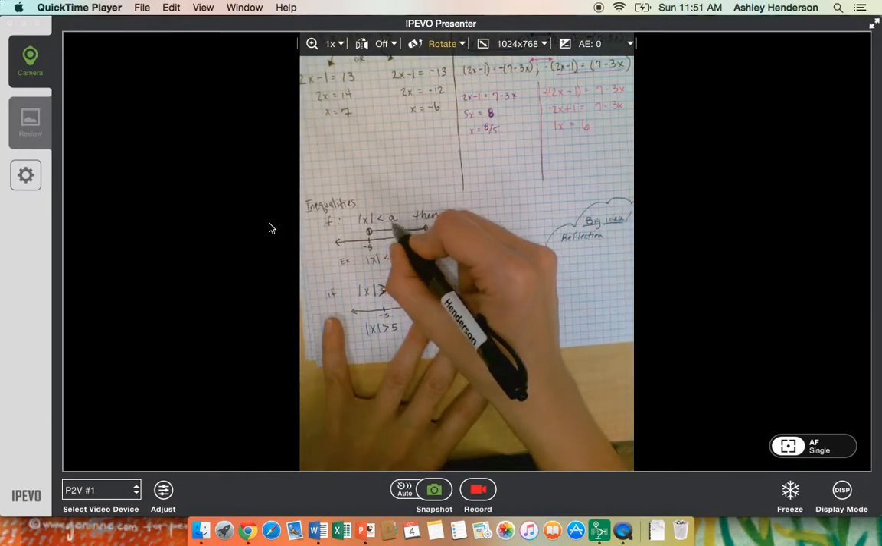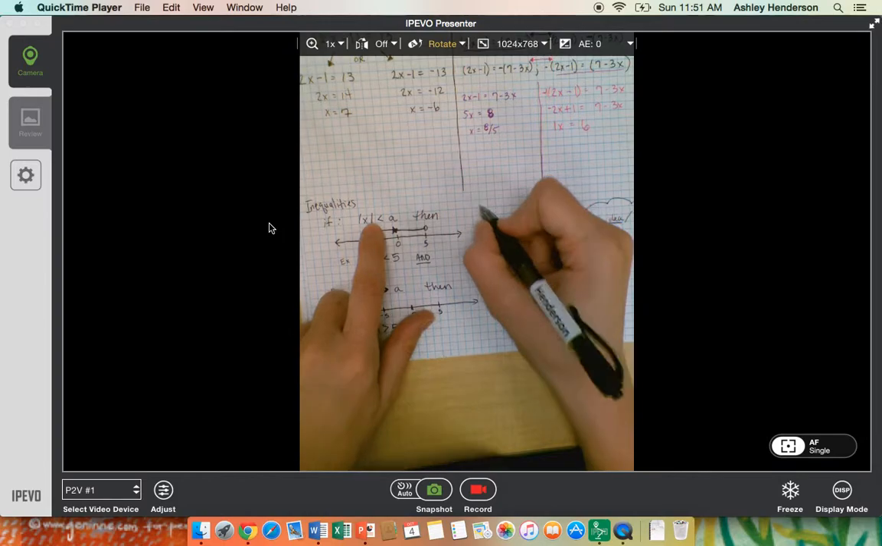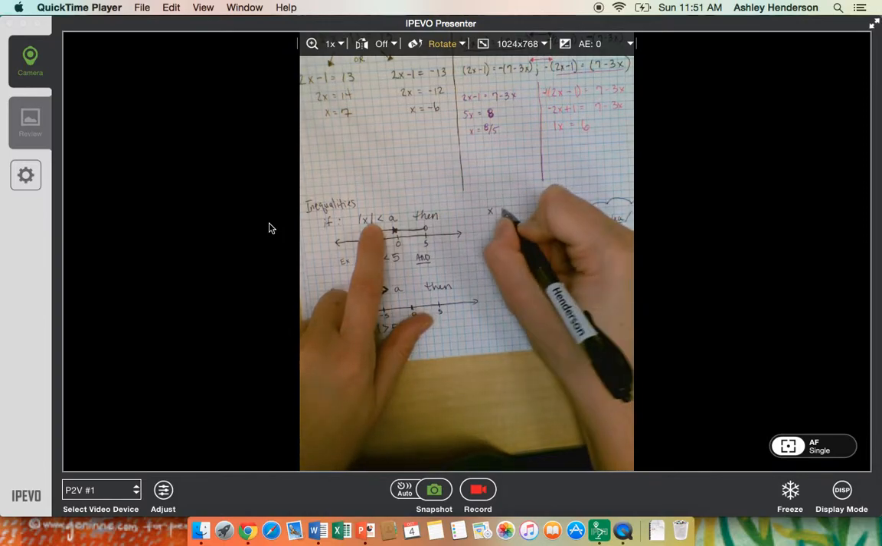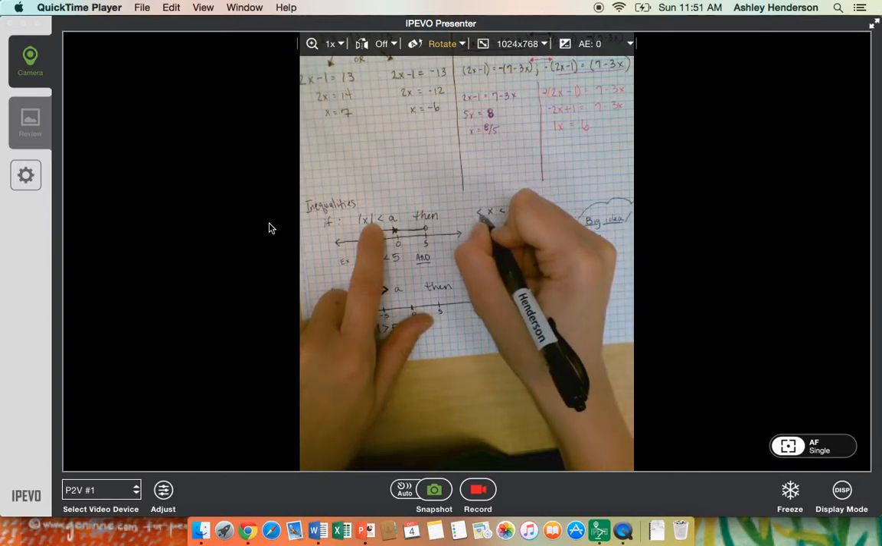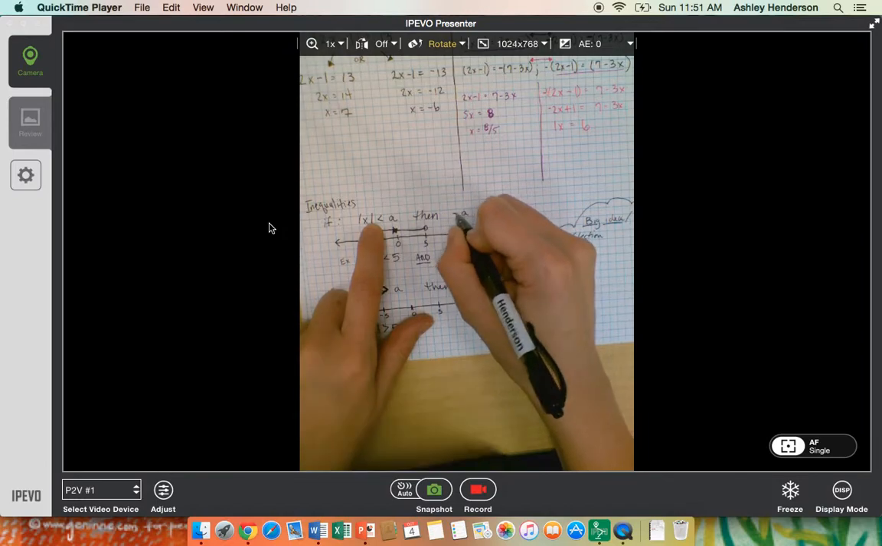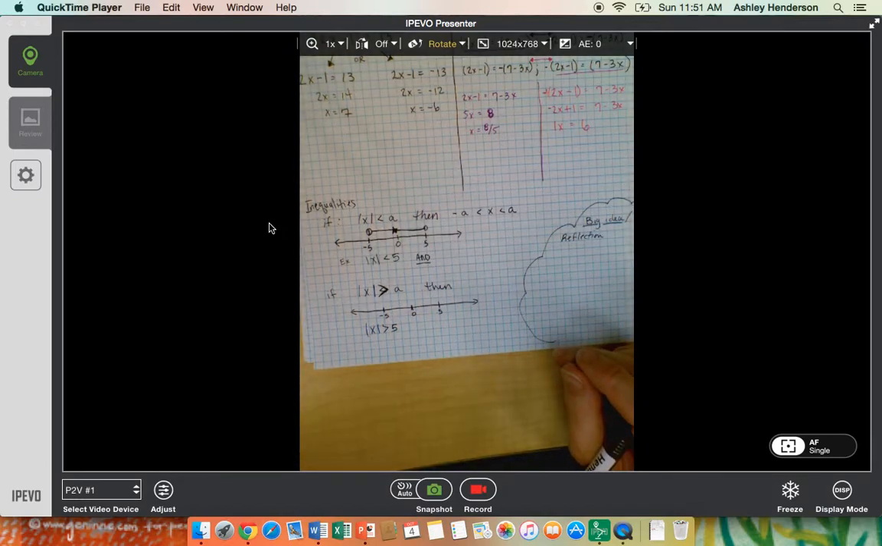So if the absolute value of x is less than a, then x must lie between a and its opposite. So that's the rule for that one.